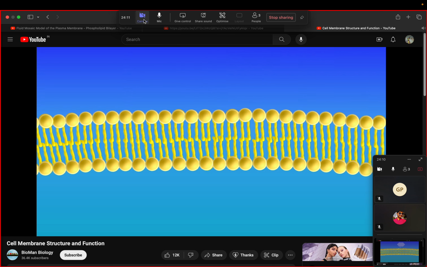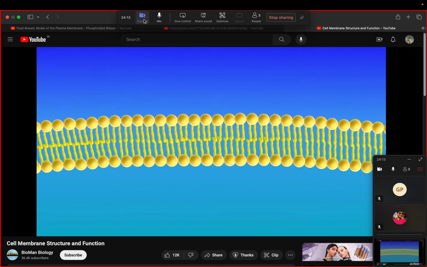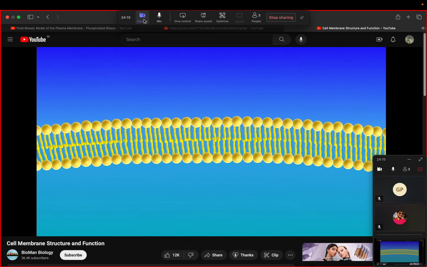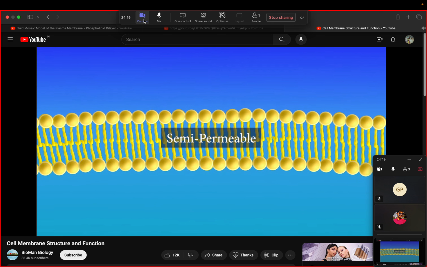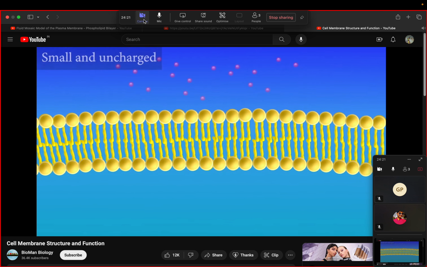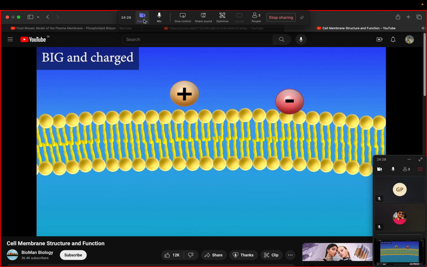A perfect arrangement. The phospholipid bilayer is the main component of the membrane, and it is largely responsible for making the membrane semi-permeable. Basically, the smaller and less charged something is, the easier it is to pass through the phospholipid bilayer. Bigger, more charged things have a harder time.